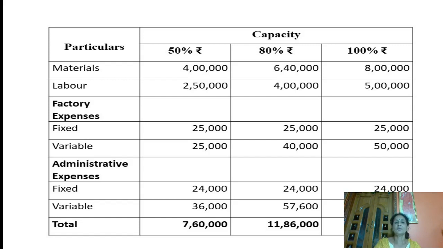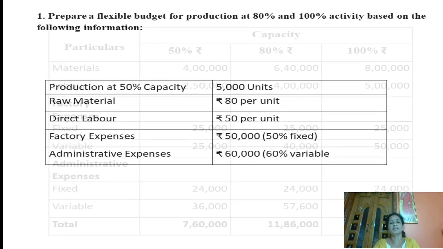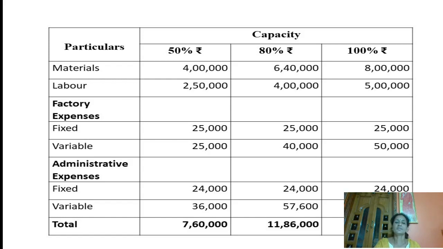Next, take labor. Labor they have mentioned is 50 per unit. So here again you take 5,000 into 50. 5,000 into 50 is 2,50,000. You should keep on referring to the problem so you will get an idea how you got this amount. Next, factory expenses: the amount mentioned is 50,000, and they had clearly mentioned that 50% is fixed. So what is 50% of 50,000? 50% of 50,000 is 25,000.